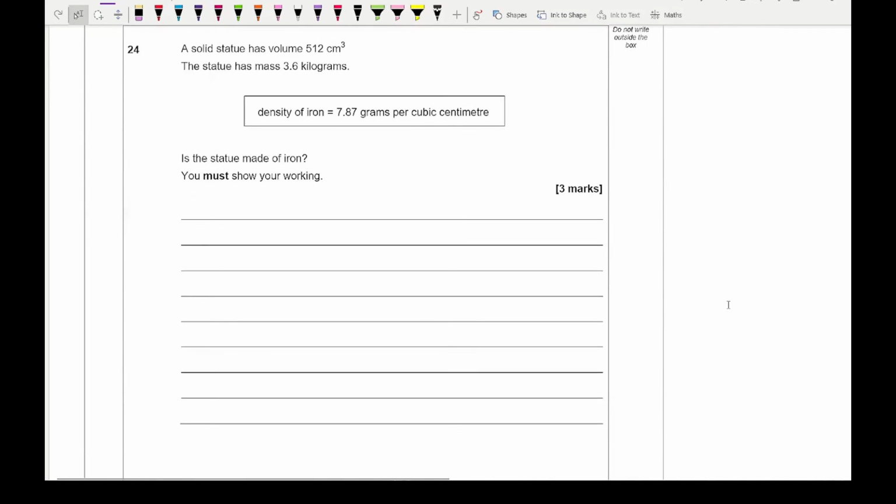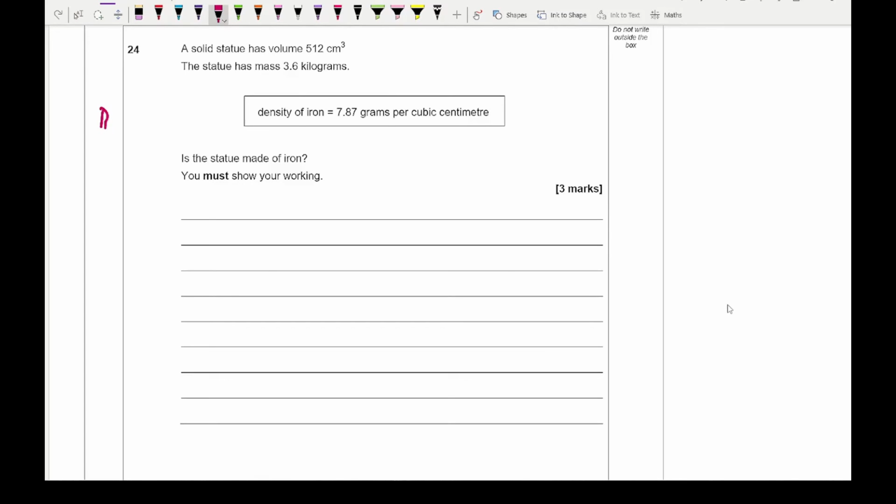Moving on to question 24, it says that a solid statue has a volume of 512 cubic centimeters. The statue has a mass of 3.6 kilograms. The density of iron is 7.87 grams per cubic centimeter. Is the statue made of iron? So what we need to do is use the formula for density.